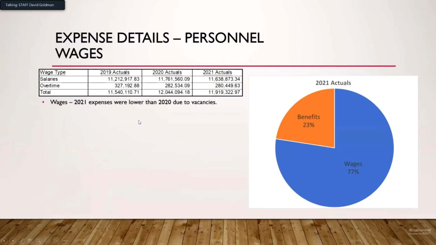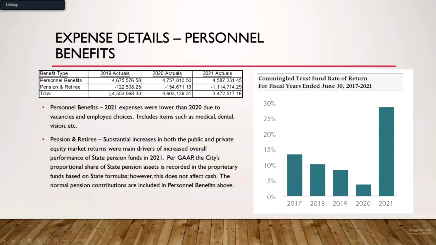And here are some details on the different types of expenses. So for the personnel expenses, you have the salaries or wages, basically. That includes the salaries and overtime. And this is this portion here. The 11.9 million is the wages portion, and the 23% is on the next slide. That's the benefit portion. And this is a little bit more detailed than the other slide.